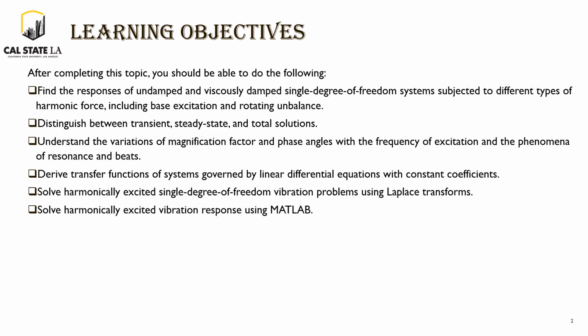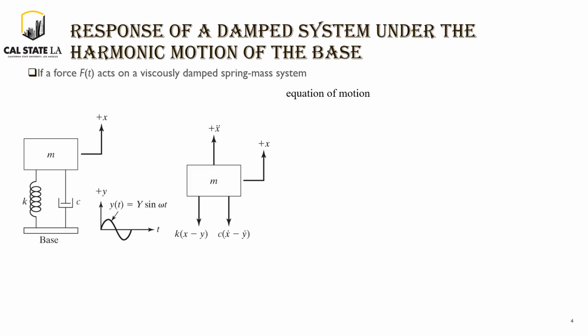Today we're going to learn how to find a response for viscously damped systems subject to base excitation. So here we provide a mass spring damper system, but different from the previously used mass spring damper system is that now it's connected to a base. The system has a mass M, a spring and a damper, and they're connected to a base. So instead of applying a force directly on the object, now in this system we assume the base moves.